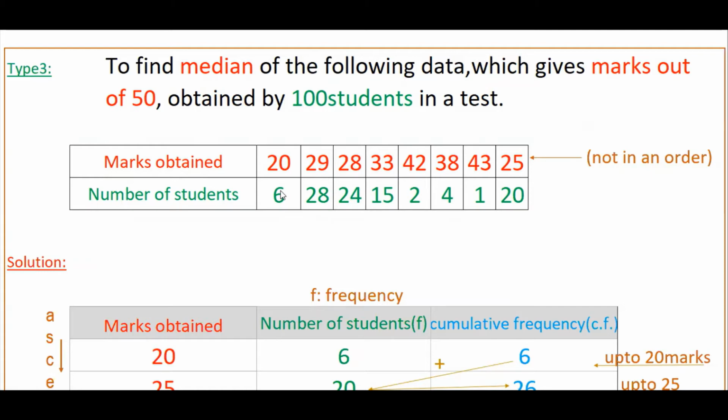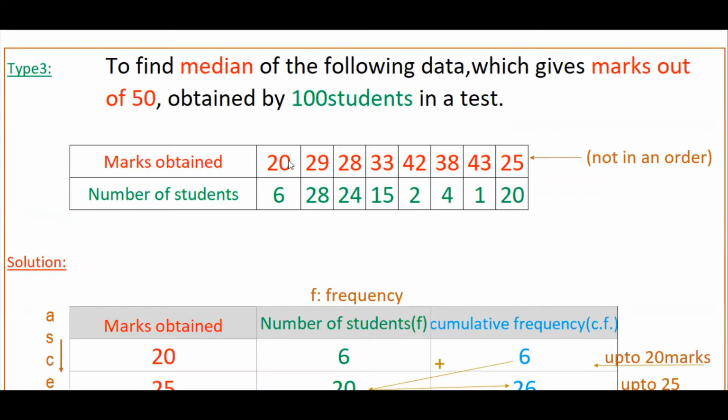This means 6 students got 20 marks only, and 28 students got 29 marks only, and 1 student got 43 marks, and 2 students got 42 marks. This is the meaning of this table. And if you see, these marks are not in an order. See here 20 and here 25 and 29 like this.